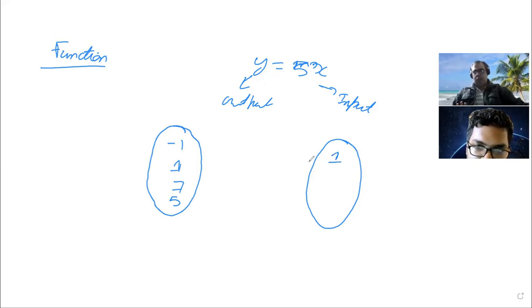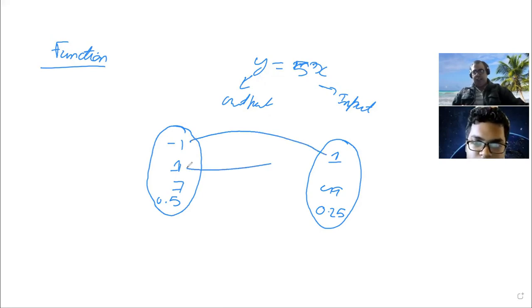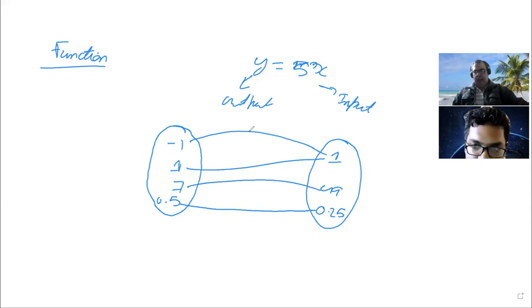and the square of 1 is also 1, and the square of 7 is 49, and, sorry, this is not 5, this is 0.5. So the square of 0.5 will be 0.25. So how are they related? This -1 is related to 1, 1 is related to 1 also, 7 is related to 49, and 0.5 is related to 0.25. If I make the arrows from input to output, it would be like this.